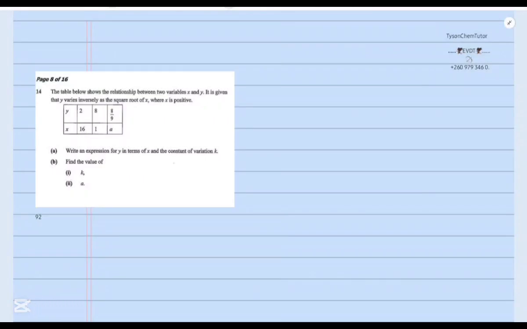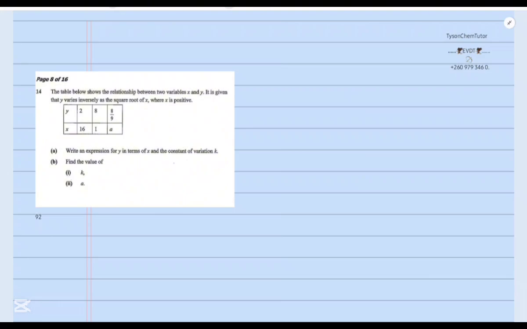Revise a question paper on variation. So this is an examination question paper for those of you who are preparing for grade 12 examinations. Page 6 of 16, this is paper 1. The question reads, the table below shows the relationship between two variables, x and y. It is given that y varies inversely as the square root of x, where x is positive.